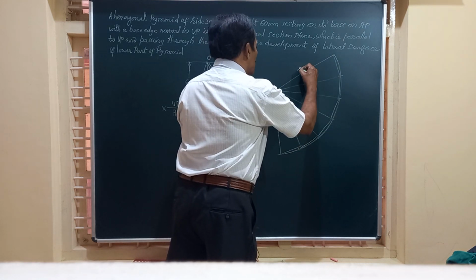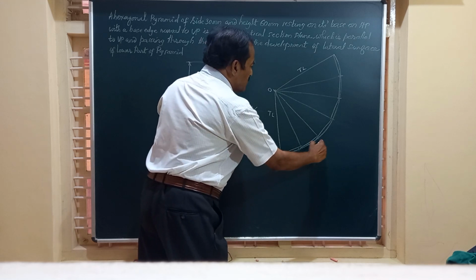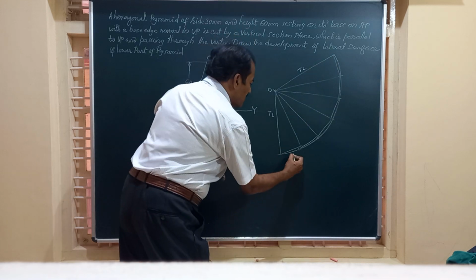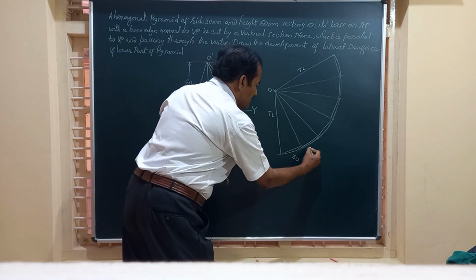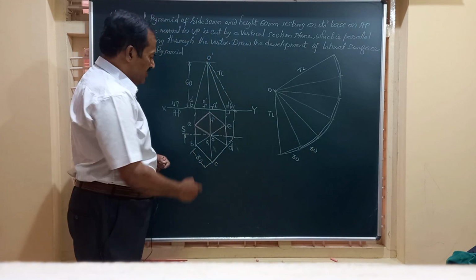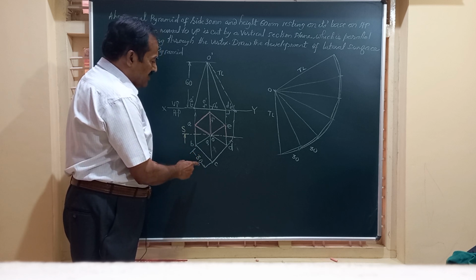And this is also the true length here. And on this arc, I have stepped off 1, 2, 3, 4, 5 and 6 edges. And all these measure 30 mm each. 30, 30, etc.